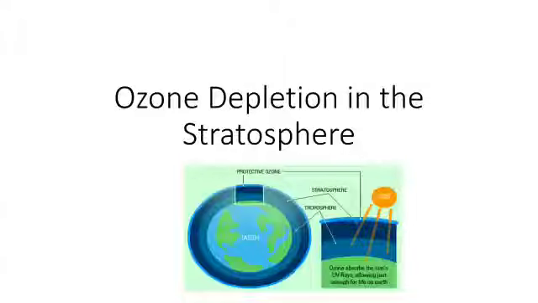Let us discuss ozone layer depletion in the stratosphere. In this topic, we are learning about how ozone formation takes place, how it is going to be depleted, and what types of ozone can be found in the atmosphere. And then we learn about the effects of ozone layer depletion.